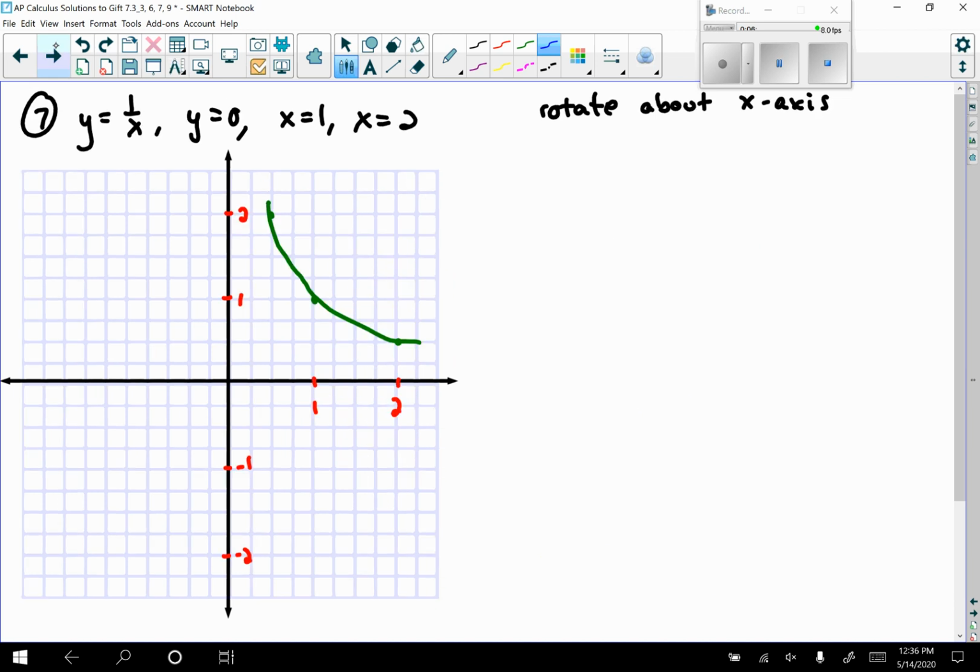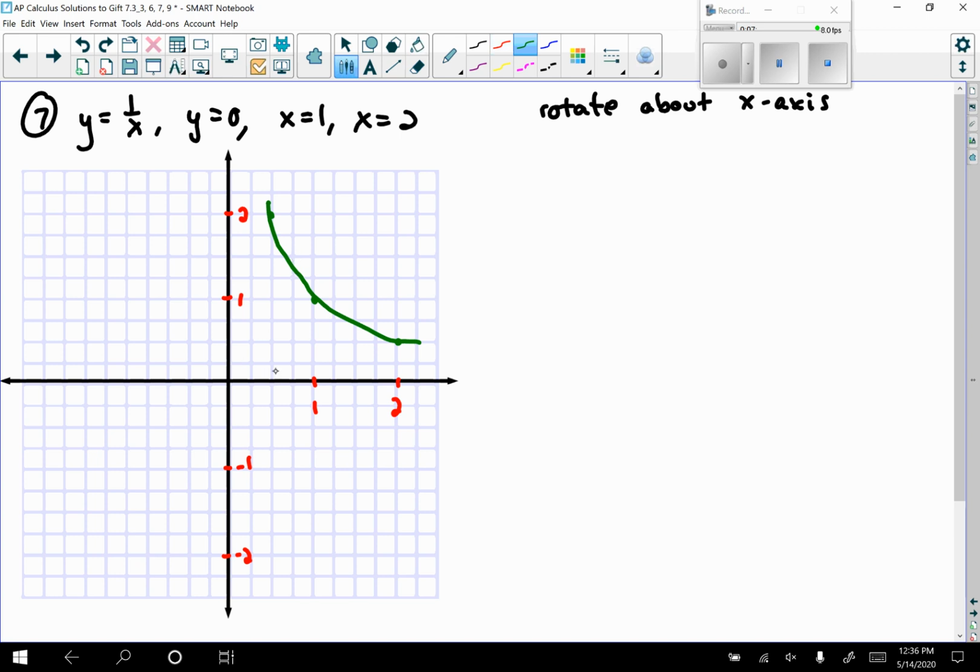All right, number 7 again is to rotate about the x-axis the region bounded by these curves and lines, y equals 1 over x, which is a rational function, and I have that sketched. Again, we're just stopping this from x equals 1 to x equals 2. But again, I want to start by reflecting over the x-axis here.